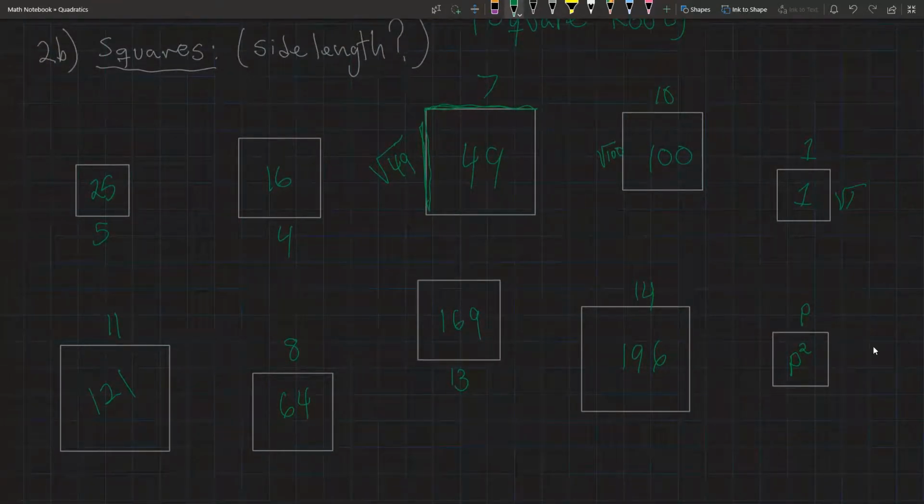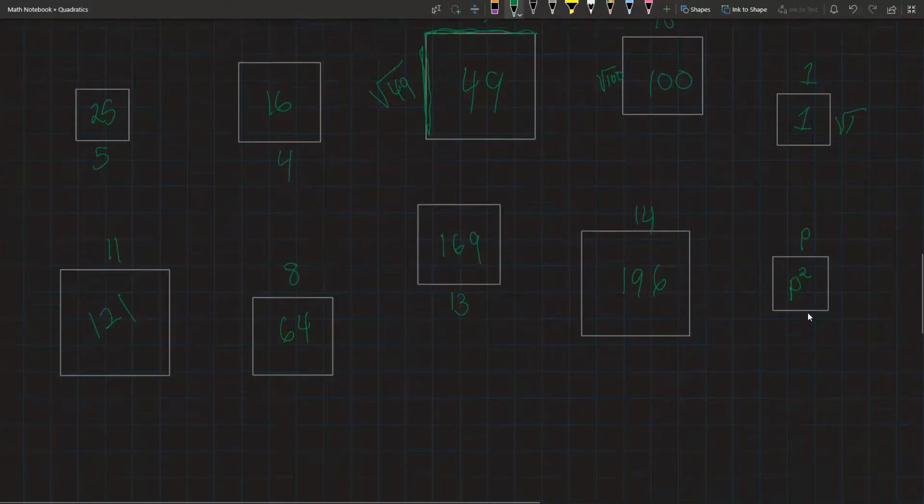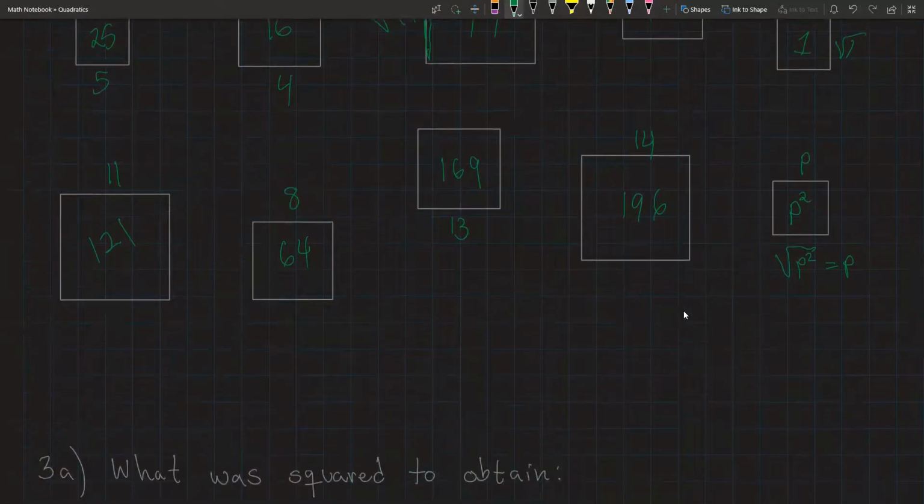And therefore, what's another way of labeling this side length right here? Rather than p, we can say the square root of p squared, which is the same as p. Very nice way of showing that. And equally with these, we know that 196 is the same as 14 squared, so we can say this is the square root of 14 squared. And that is just a 14. So you can see those are the same.